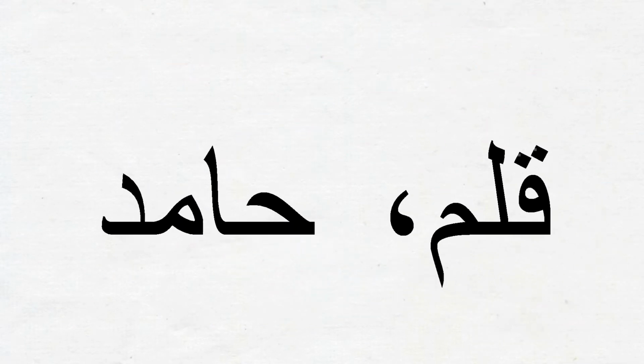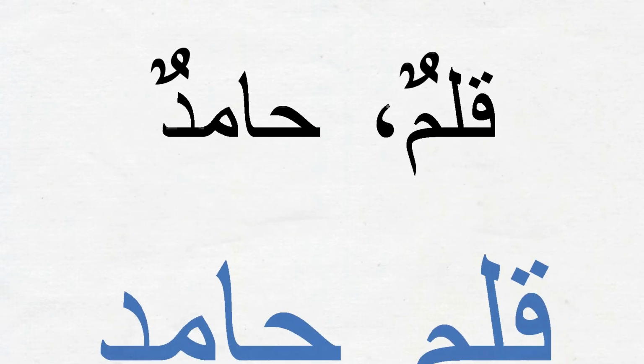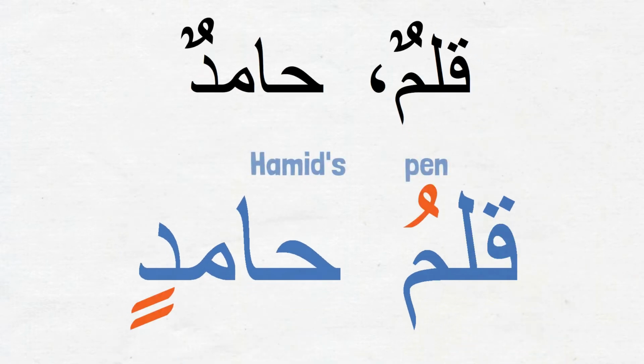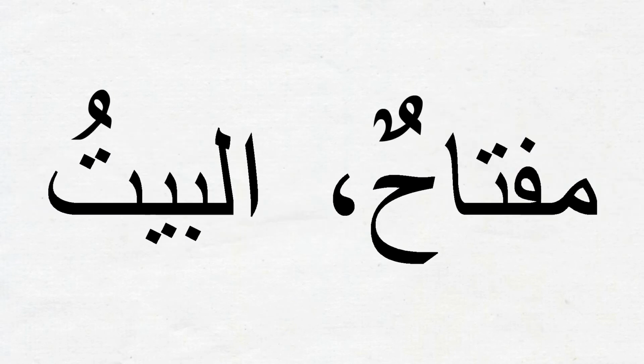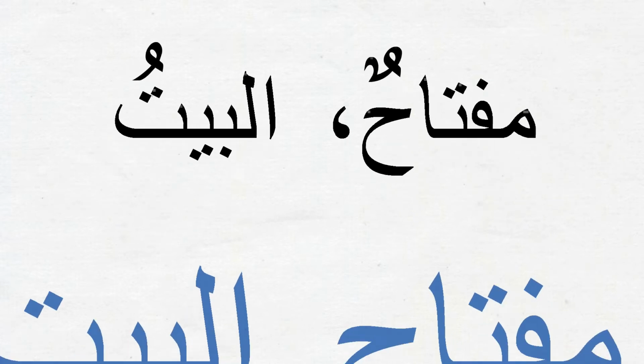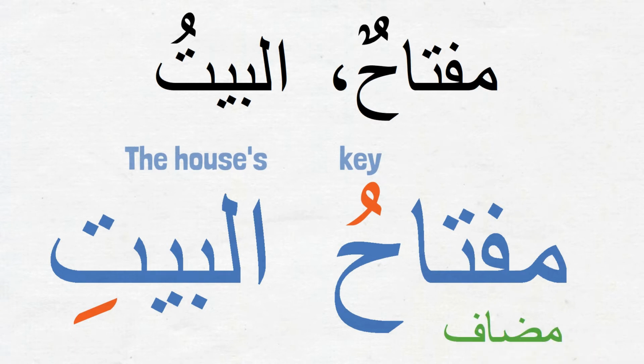Next we have qalamun hamidun. What will be Hamid's pen? Qalamu hamidin. Very good. Another mudaf and mudaf ilayh. Qalamu hamidin. Next, miftahun wa al-baytu. What will be the إضافة combination? Miftahul bayti. Great. Miftahul bayti, which means the house's key or the key of the house. The mudaf is miftahu and al-bayti is the mudaf ilayh.